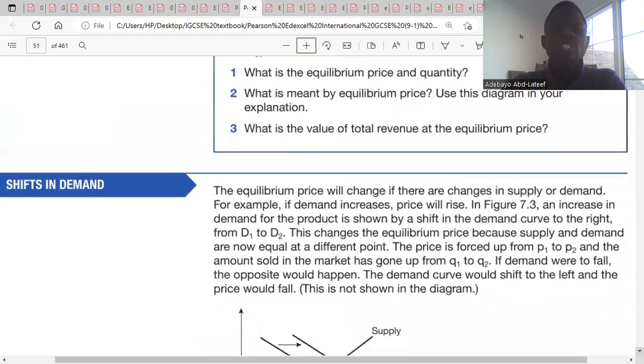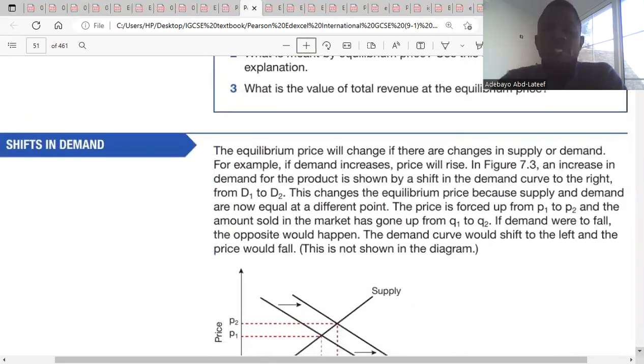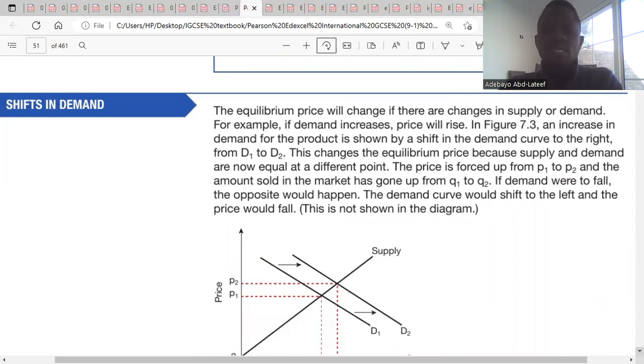So we go to shift in demand. Here it says the equilibrium price will change if there are changes in supply or demand. Listen, please. There's shift in demand. Shift in demand could be to the right or to the left. To the right means that there's an increase in the quantity demanded as a result of a change in other factors that affect demand. So if there is an increase in the quantity demanded of a product, immediately the price of the product will change.